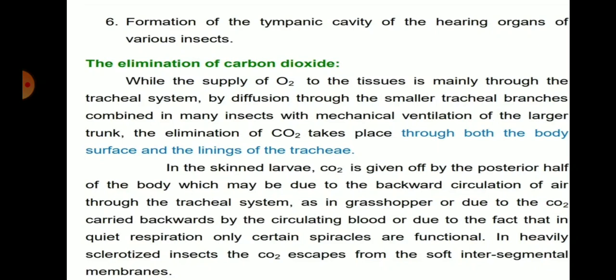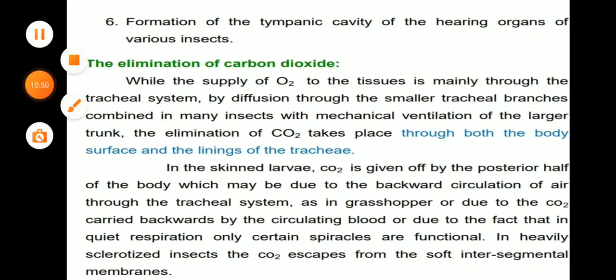But in the skinned larvae, carbon dioxide is given off by the posterior half of the body, which may be due to the backward circulation of air through the tracheal system as in grasshopper, or due to the carbon dioxide carried backwards by the circulating blood, or due to the fact that in quiet respiration only certain spiracles are functional. In heavily sclerotized insects, the carbon dioxide escapes from the soft intersegmental membranes.